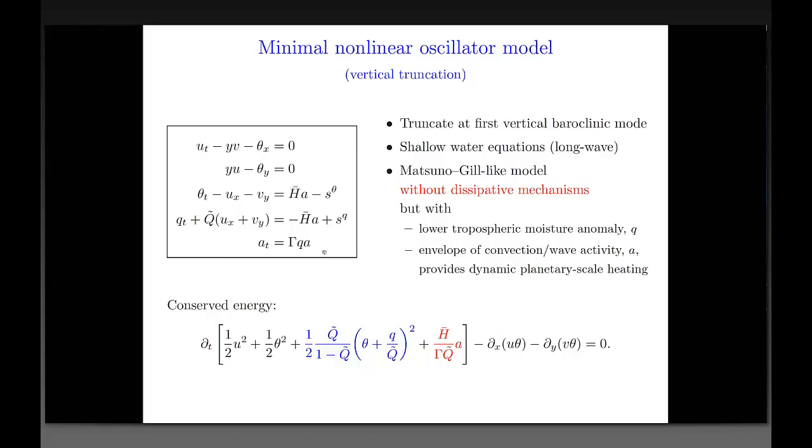And if you're familiar with the Matsuno-Gill model, this is similar to that, except here, like I've said earlier, we don't have any dissipative mechanisms. There's no damping here. Our assumption is that there's no damping or instability on the planetary scales, and that the damping and instabilities really are occurring on smaller scales, like synoptic scales and mesoscales.